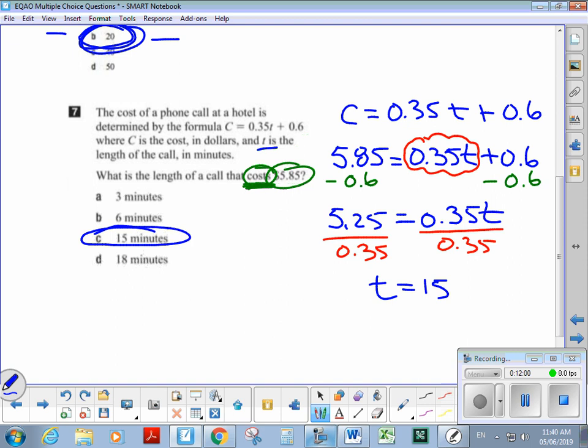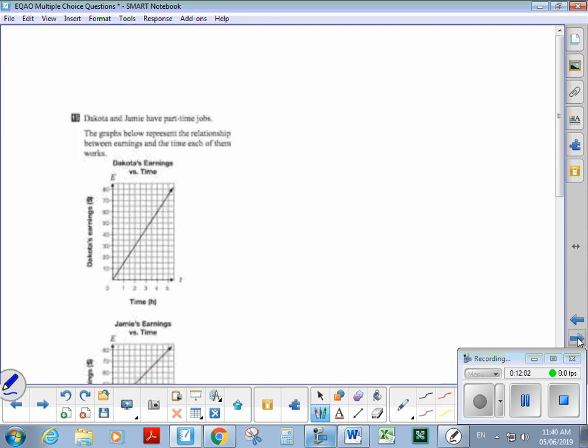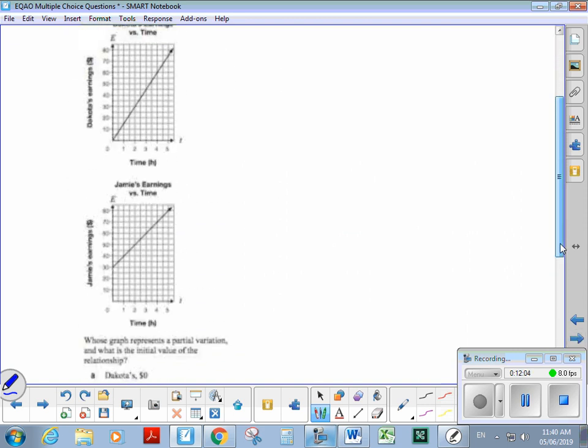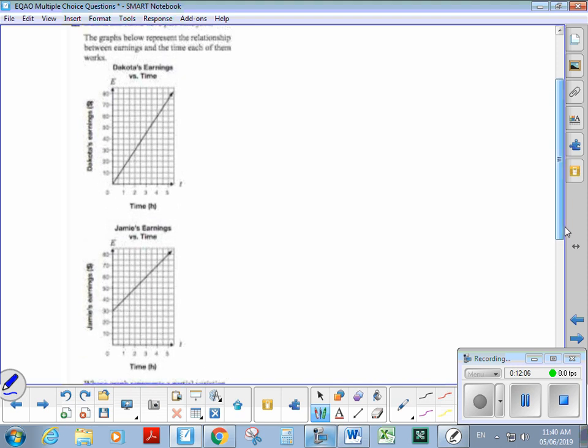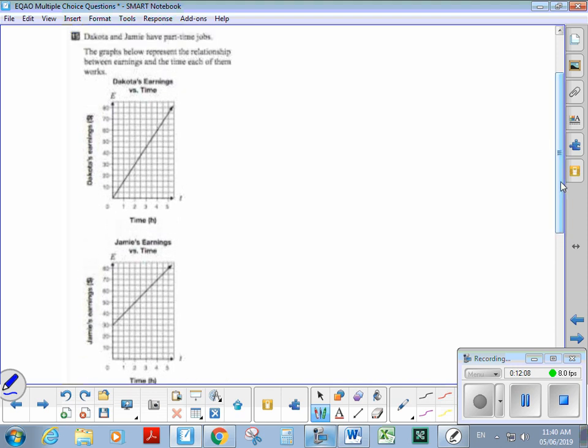All right, moving along. More graphs. So, reading the question, Dakota and Jamie have part-time jobs. The graph below represents the relationship between their earnings. So this one's Dakota. So make sure you take a look at the graph here first. What do you notice about it? This one is Jamie. What do you notice about it?